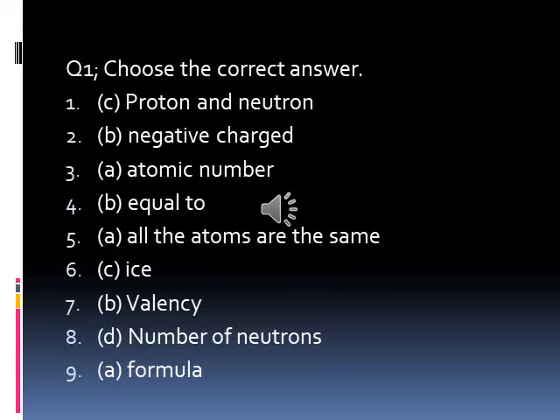Number 8. Isotopes are forms of the same element which have different A, atomic number; B, electronic structure; C, number of electron; D, number of neutron. Answer is option D, number of neutron. Number 9. We can find out the dash of a compound by number of atoms in their ratio. A, formula; B, same; C, valency; D, proton. Answer is A, formula.